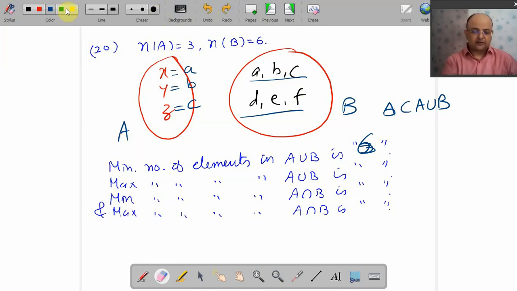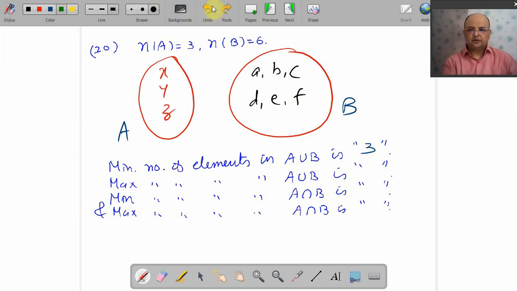In your A union B. Done? Sure? Okay. Maximum, sorry, this is not 3, this is 6 as you say. Maximum number of elements in A union B.